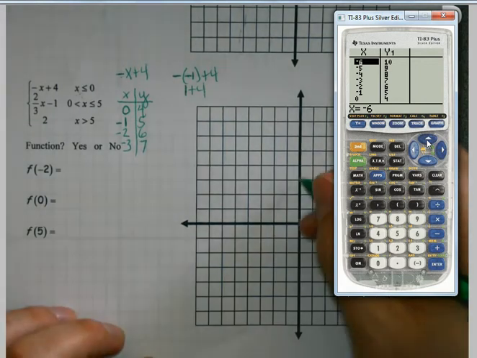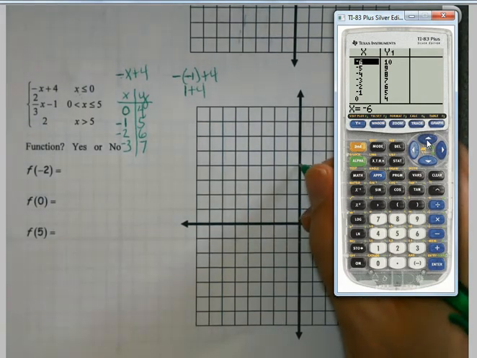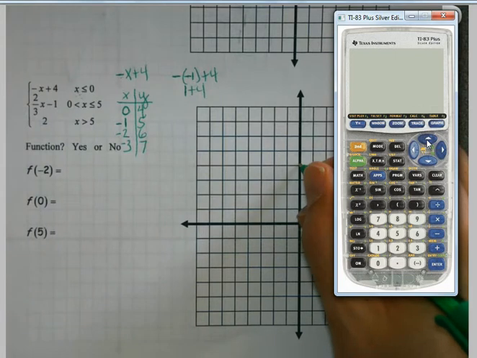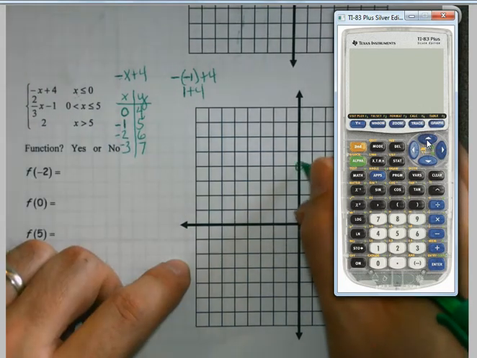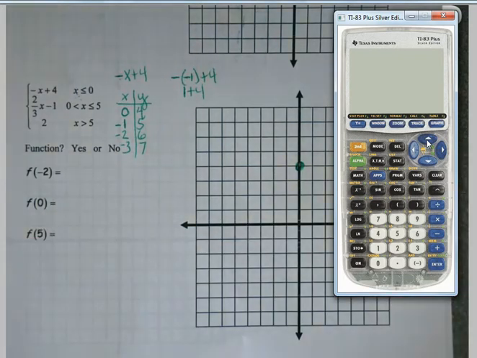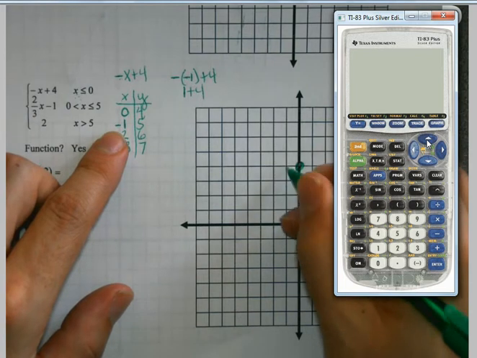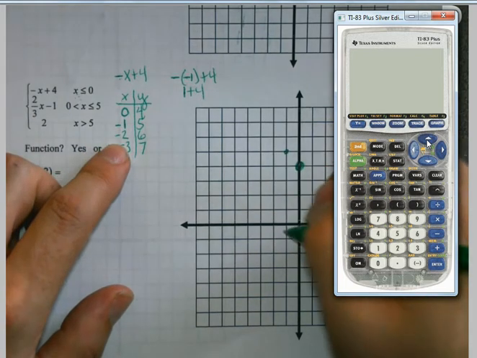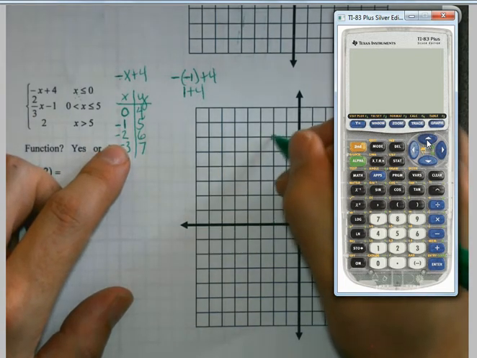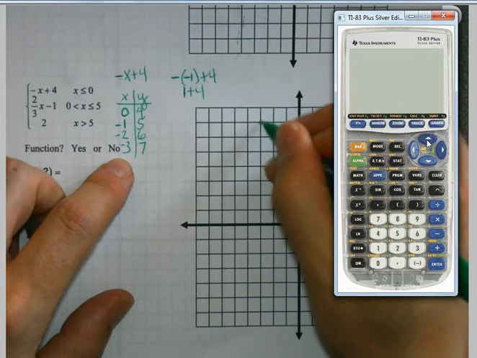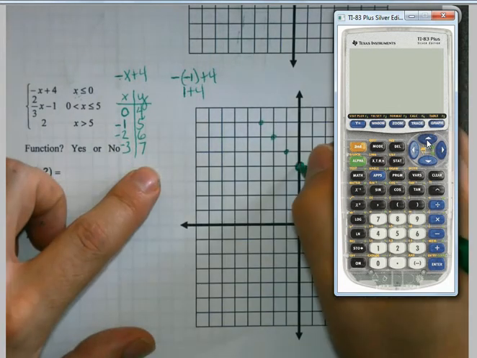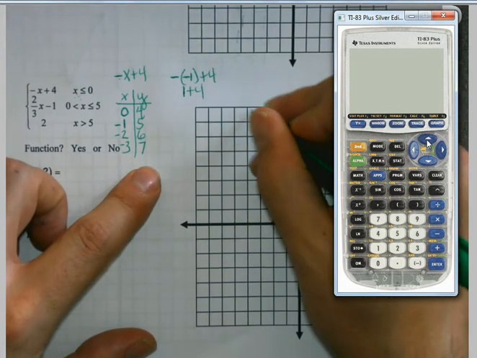So is my dot at 0, 4 going to be open or closed? Closed, because it's or equal to. Okay, so we got a big old closed dot here. Then I'm going to plot my other points: negative 1, 5, negative 2, 6, negative 3, 7. Connect the dots.